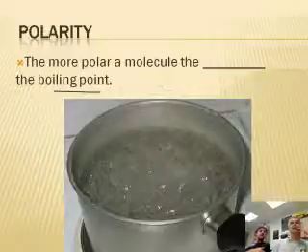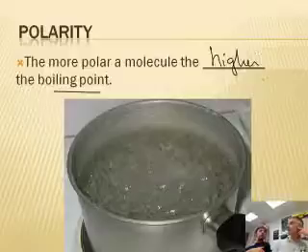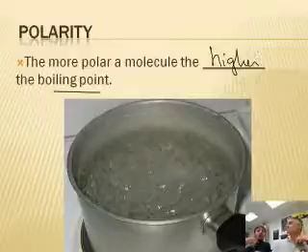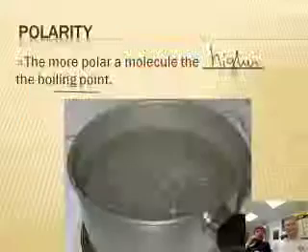So why do we care about polarity? The more polar a molecule, the higher the boiling point. So if you have something that's got very high polarity, it's going to have a higher boiling point. It makes bonds stronger. That's like water. We're glad water's polar because we're mostly water. And so since it has a high boiling point, we can go out in the sun and not boil off. That would be important. That's handy.